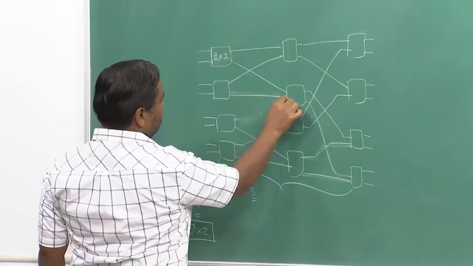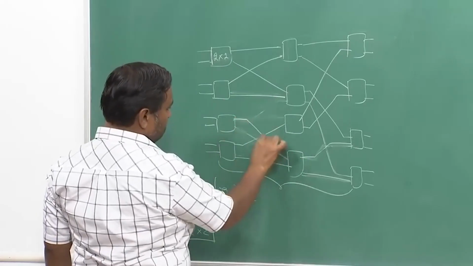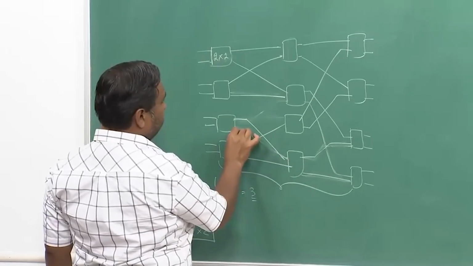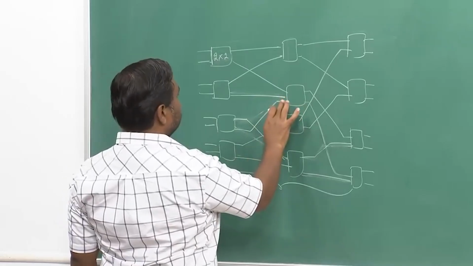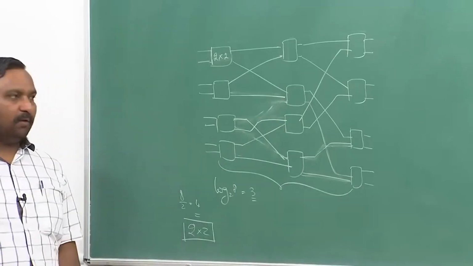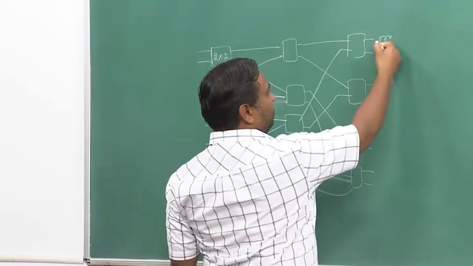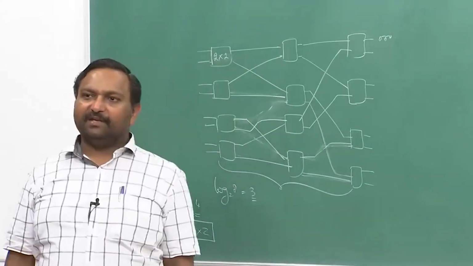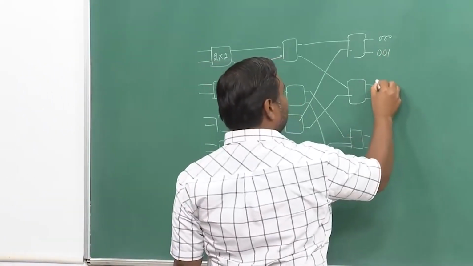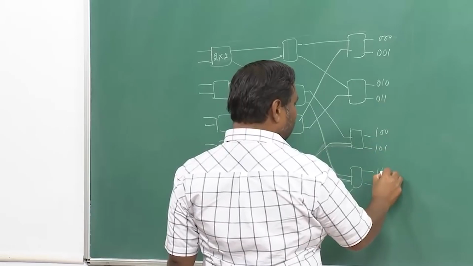Okay, I will keep it as it is. Sorry. So I have just created a switch of this kind. Now I am going to put the addresses. There are 8 things, so each will be represented by 3 bits. For the first one I will take 0 0 0, then 0 0 1, 0 1 0, 0 1 1, 1 0 0, 1 0 1, 1 1 0 and 1 1 1.